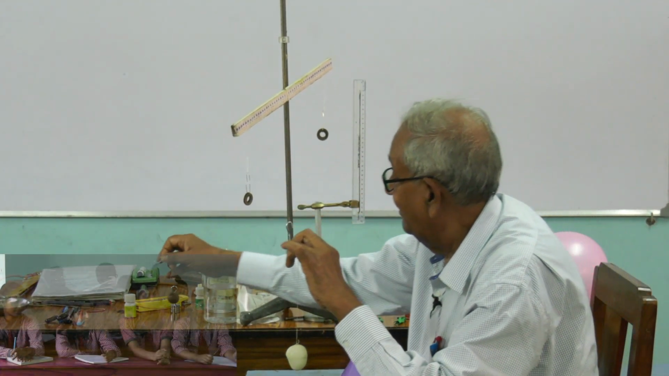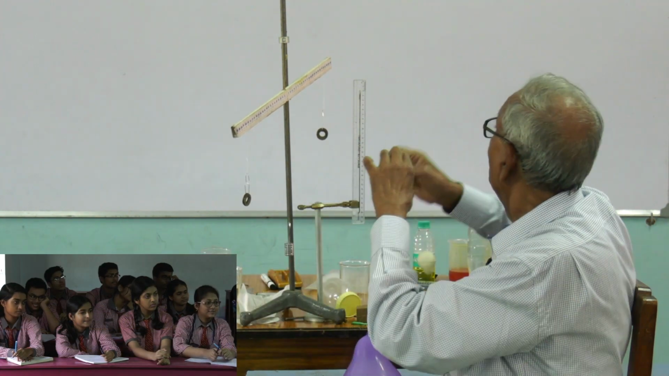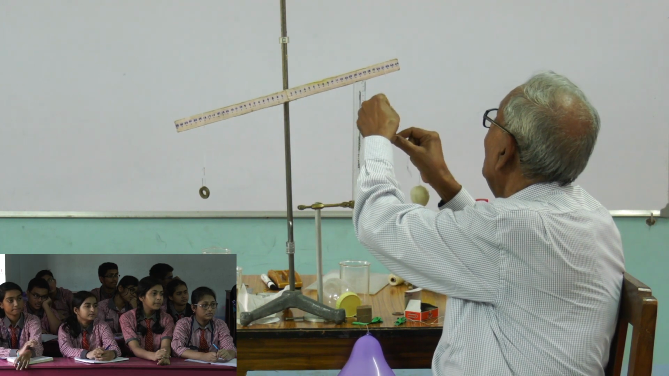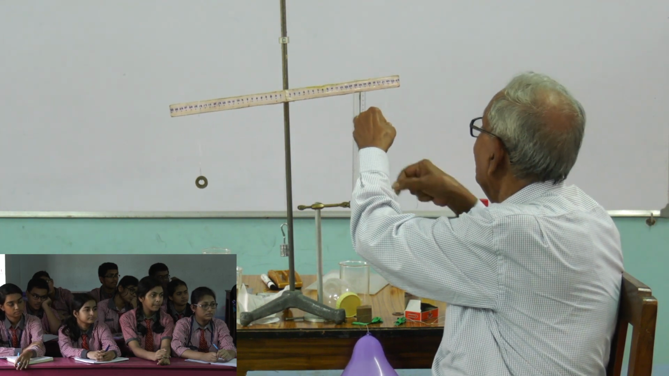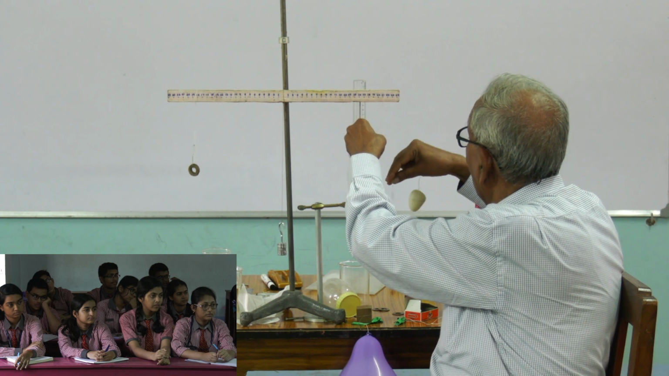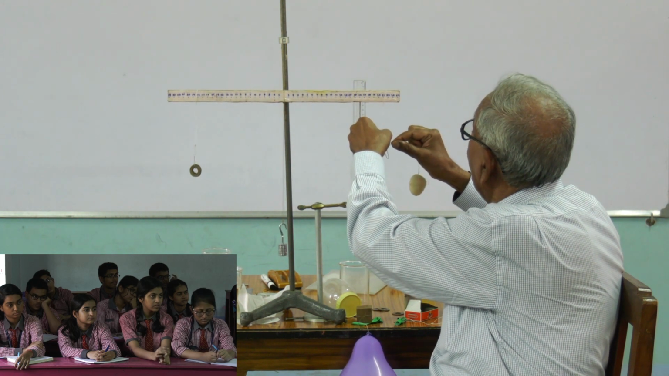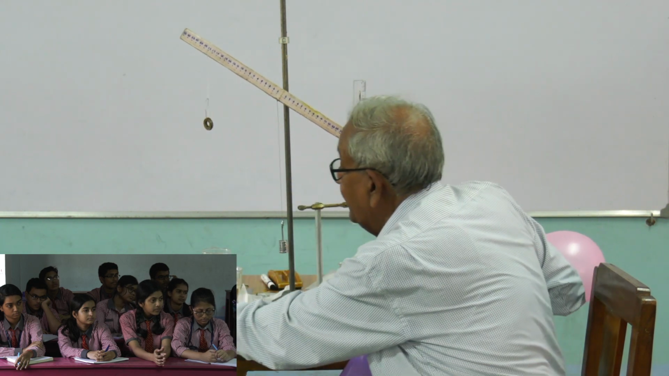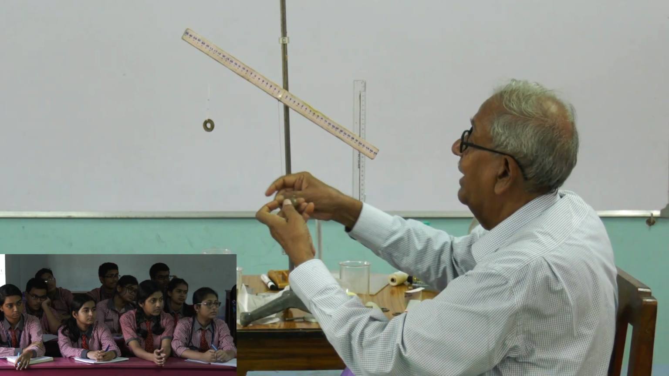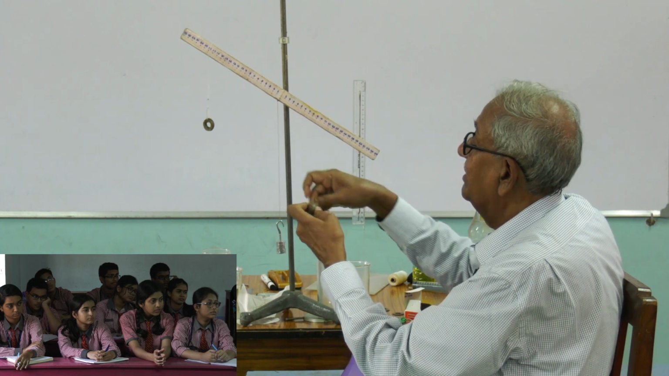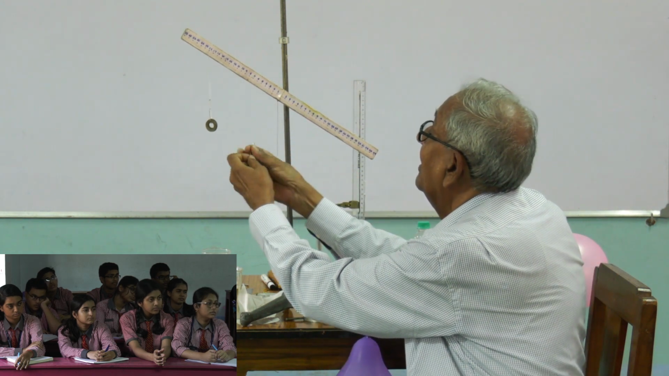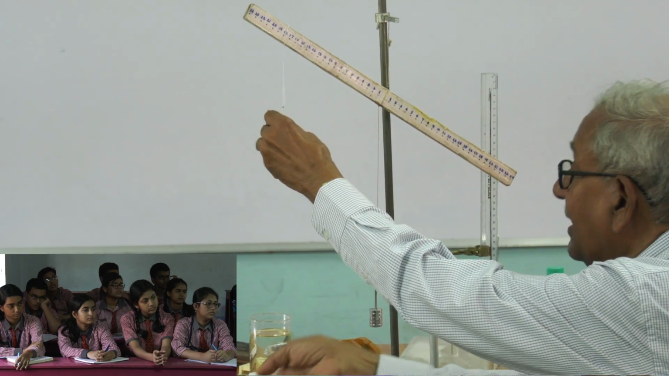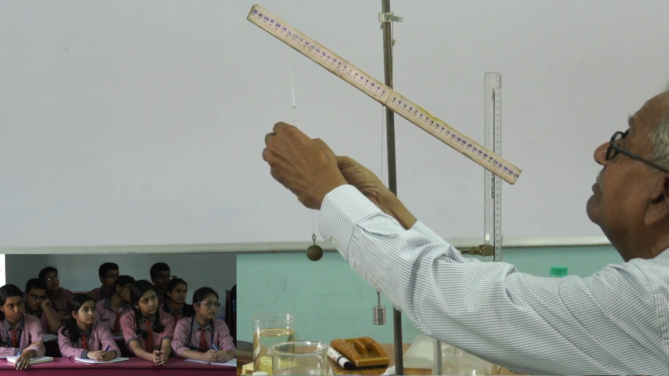Stone, okay, fine. So, I remove these things and place this stone on the right hand side, and this sphere, I think it is made of brass. This is made up of brass. I remove this, then place and find the equilibrium.